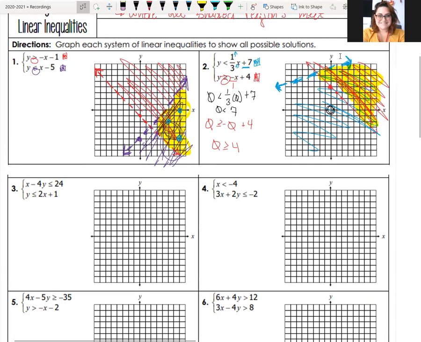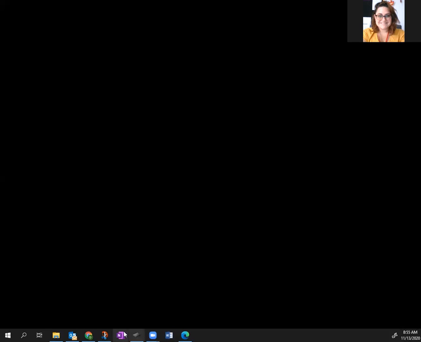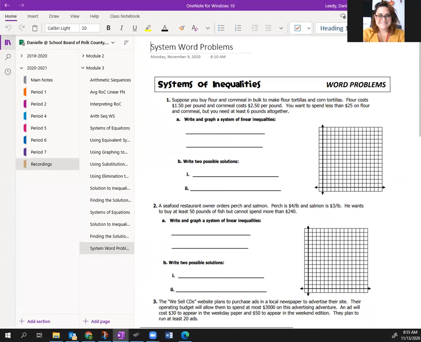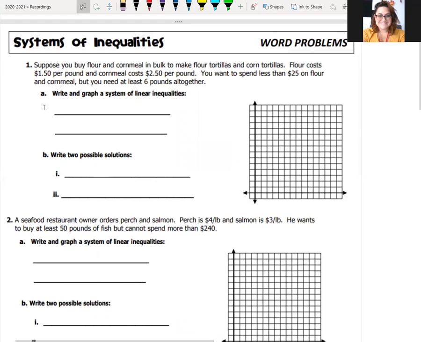Last thing I want to do is talk to you about word problems. Word problems should help you understand this a lot more. So let's talk. First, suppose you're buying flour and cornmeal in bulk to make tortillas. Flour is $1.50 per pound and cornmeal is $2.50 a pound. We want to spend less than $25, but also have at least 6 pounds.